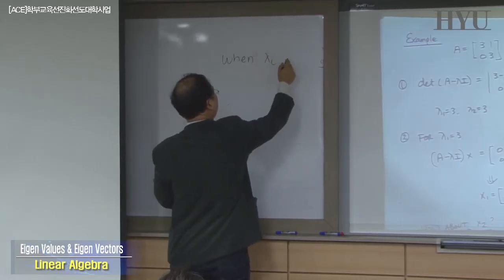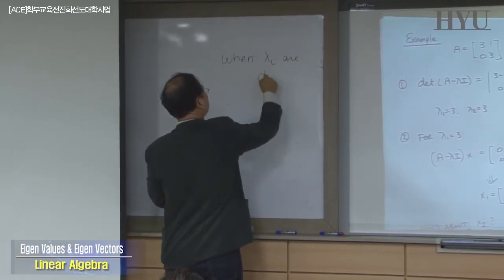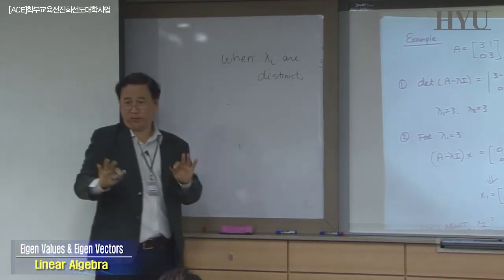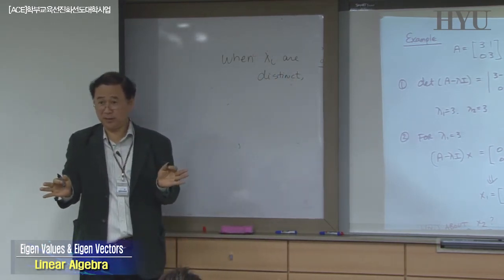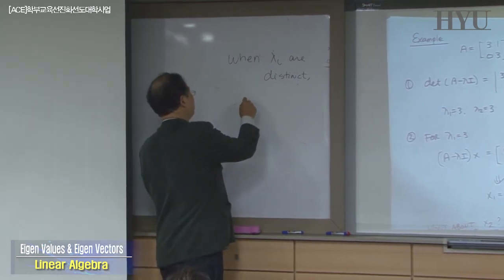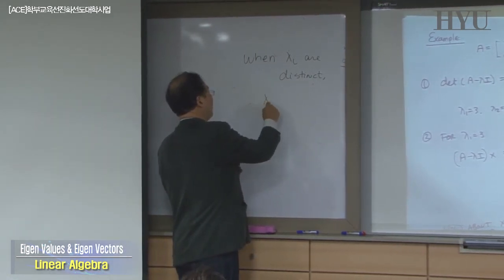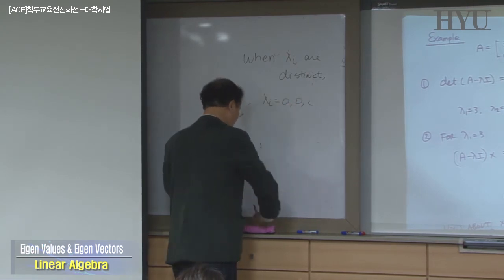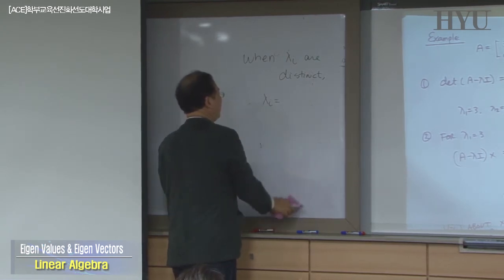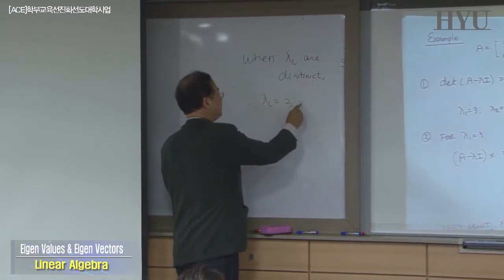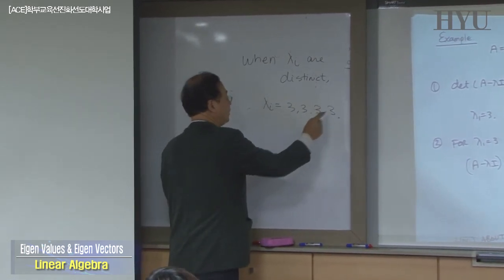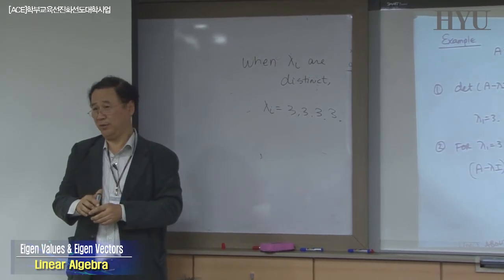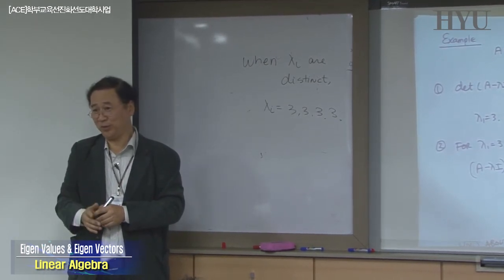If the lambda i's are distinct, then we are able to find all these eigenvectors. But sometimes the lambda i's have repeated values, let's say 3, 3, 3, and 3. You might not be able to find 4 of them. You may be able to find only 1 or 2 or whatever.